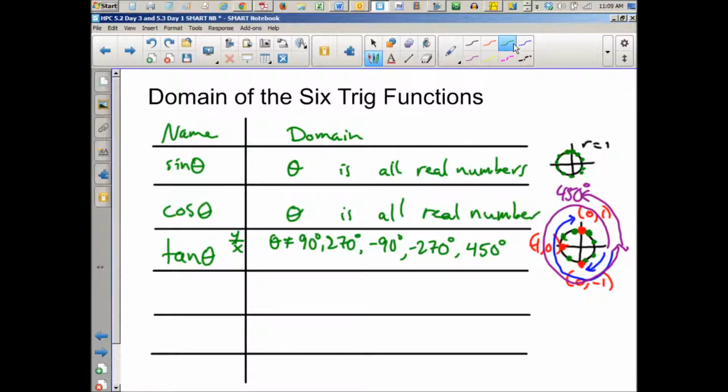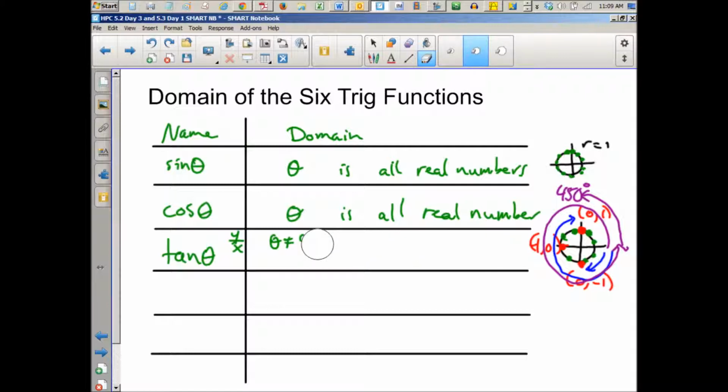So there is a pattern building here. 90 is 1 times 90, and 270 is 3 times 90, and 450 is 5 times 90. So 1 times 90 is forbidden, 3 times 90 is forbidden, 5 times 90 is forbidden, negative 1 times 90 is forbidden, negative 3 times 90 is forbidden. Can you tell me what kinds of numbers are forbidden? Odd multiples of 90 are forbidden. So odd multiples of 90 is a nicer way to say this, and that's how we'll write it.